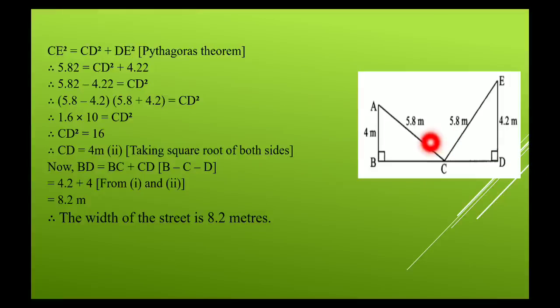So I have to find BD. BD is the addition of BC and CD. So BC value is 4.2 and CD value is 4. When I do the addition, I'll get 8.2 meter. Therefore, the width of the street is 8.2 meters.